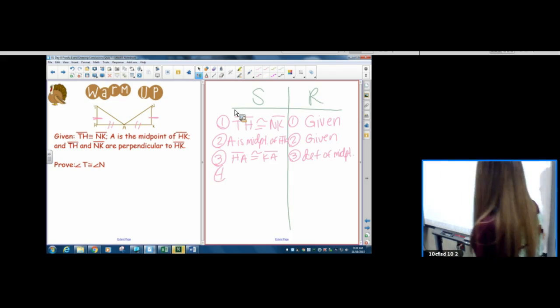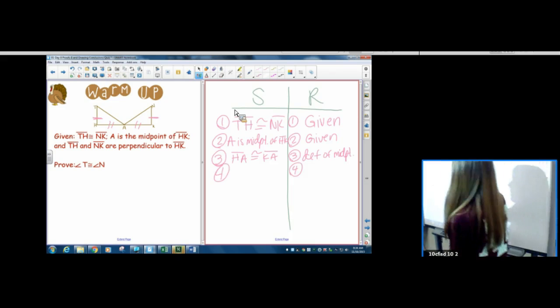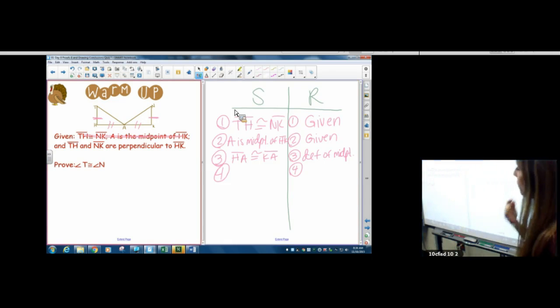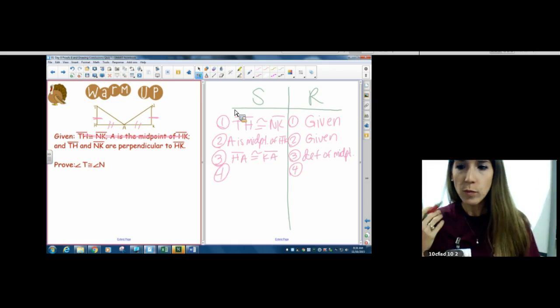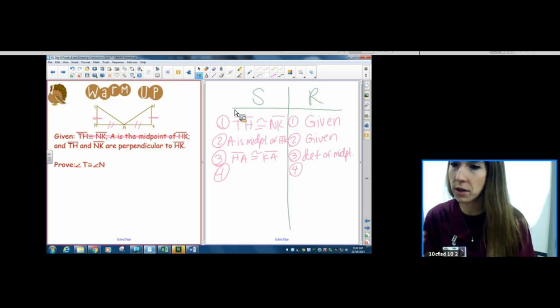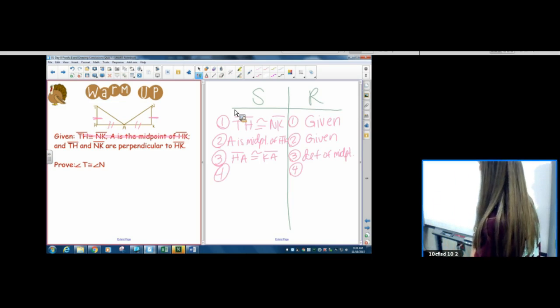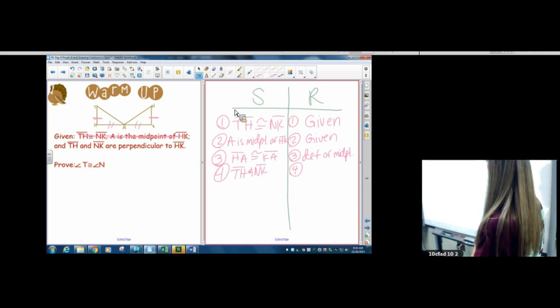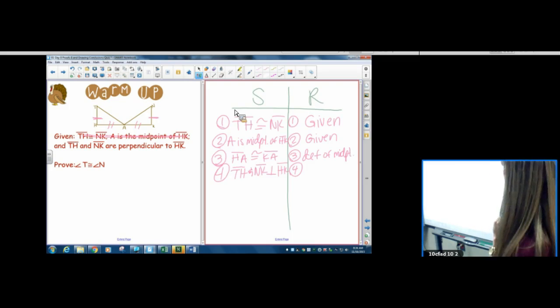So now we're going to go to our next given. We have so much given. Done with you, done with you, done with you. Okay? We're going to write this all in one row. Could you write this in two separate rows? Absolutely. So it's totally up to you how you do this one. TH and NK are perpendicular to HK. So that's given. That's an easy reason.